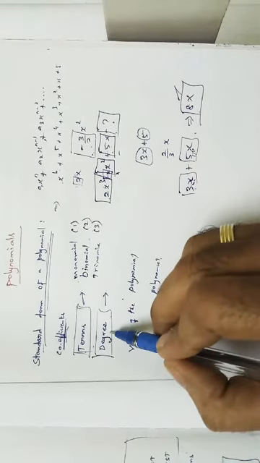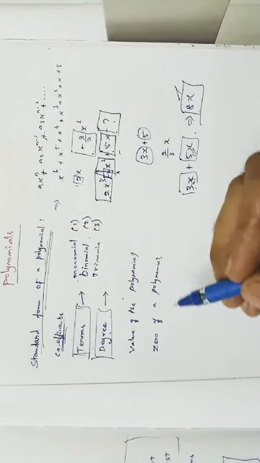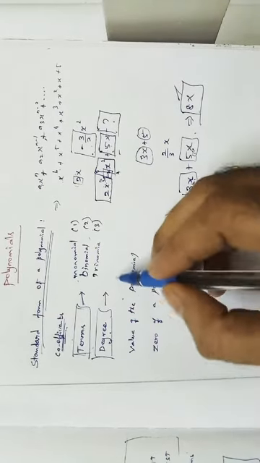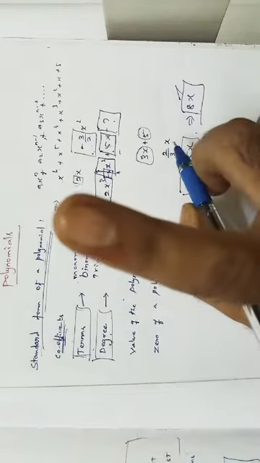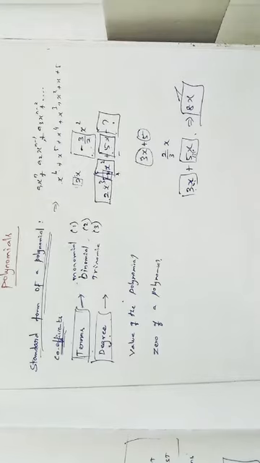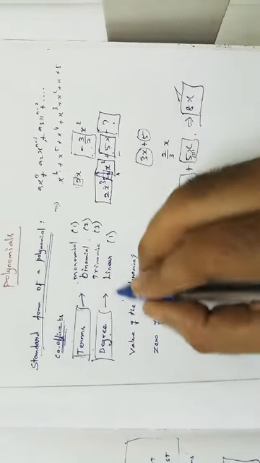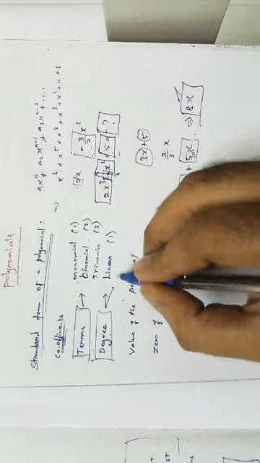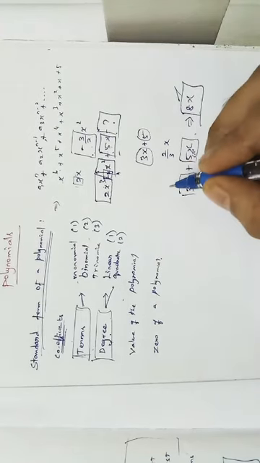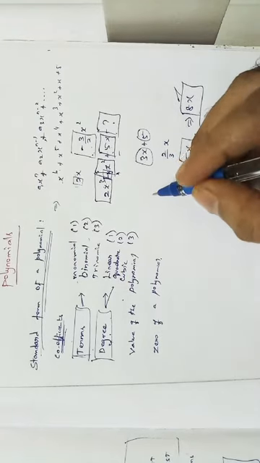And based on the degree also, we have some types of polynomials. The polynomial is divided based on the degree. If the degree is 1, then it is a linear polynomial. If the degree is 2, then it is a quadratic polynomial. If degree is 3, then it is a cubic polynomial.